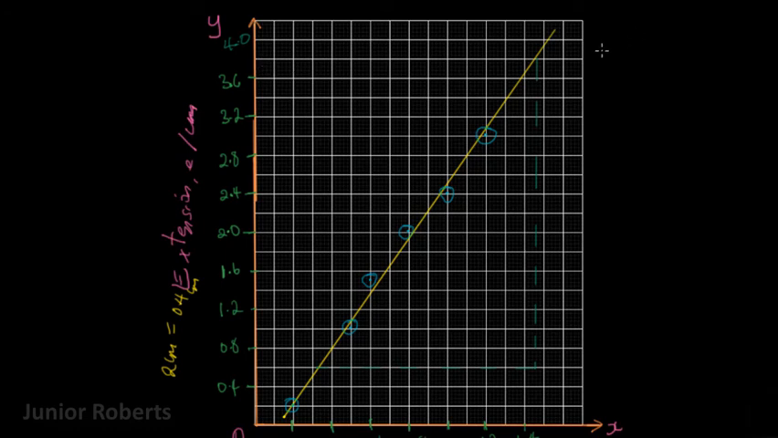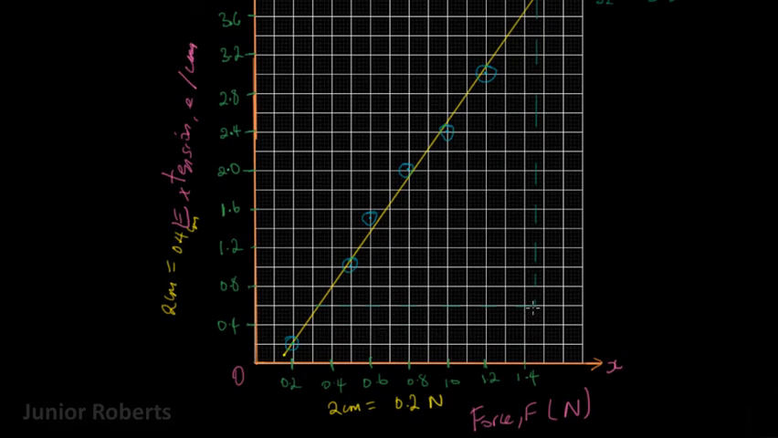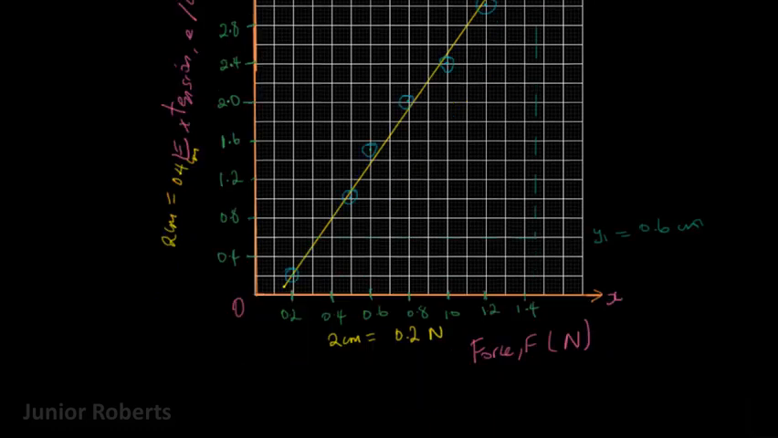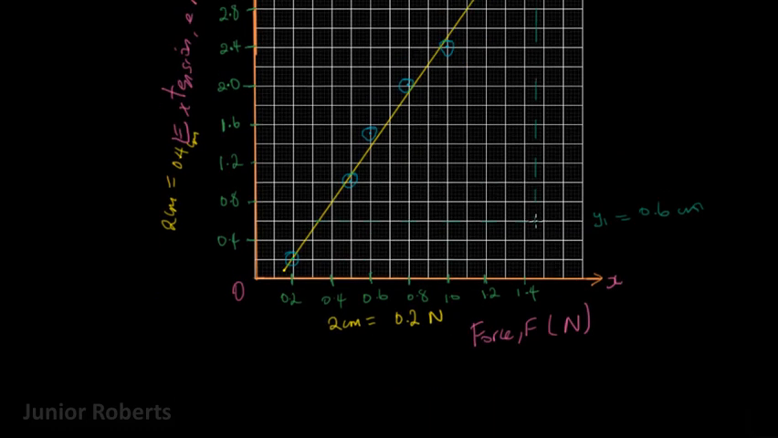So therefore y2 would be 3.8 centimeters. Right, so y2 is equal to 3.8 centimeters. And then y1, which we'll get from right here going across to our y-axis, is equal to 0.6 centimeters.